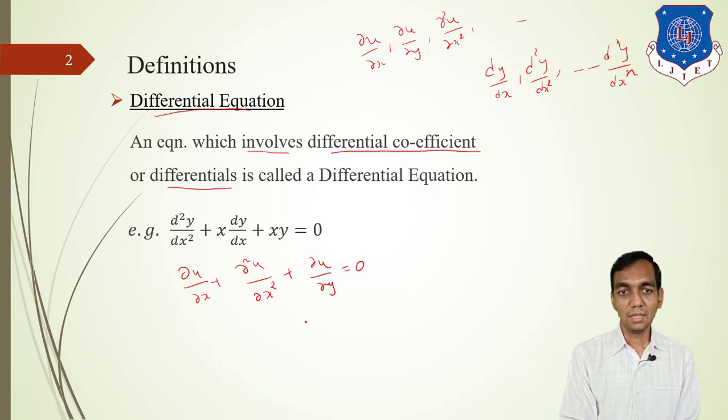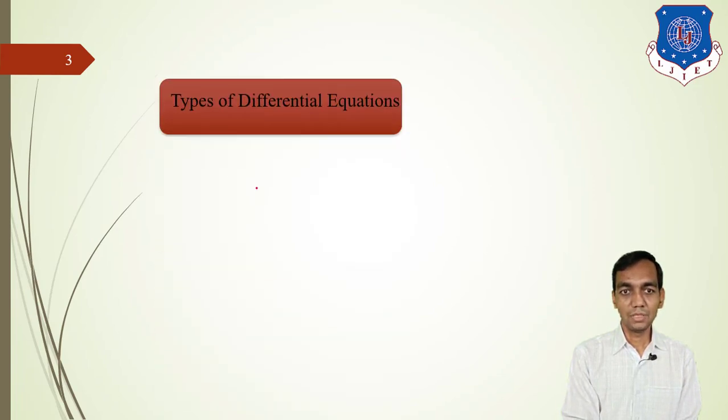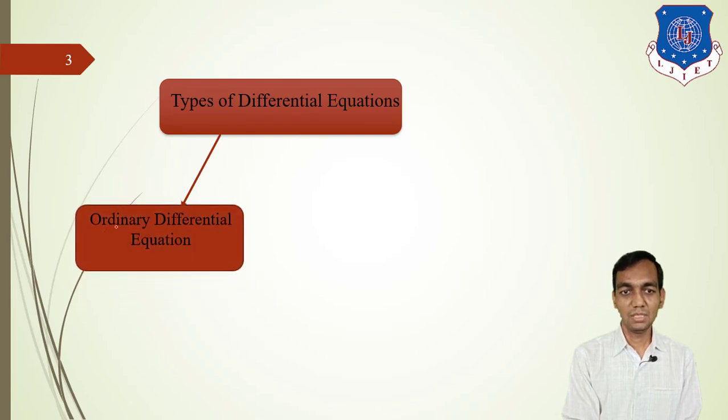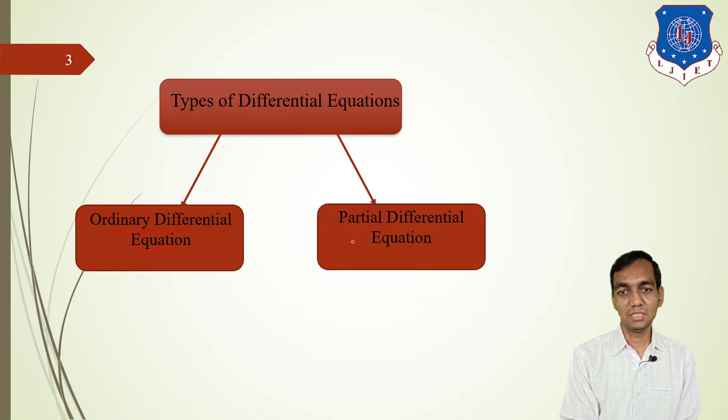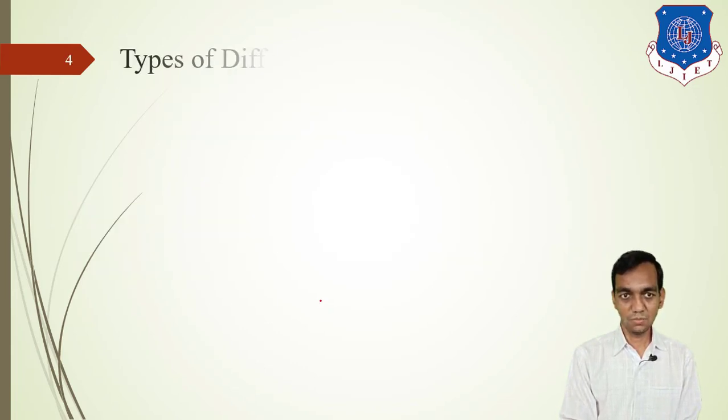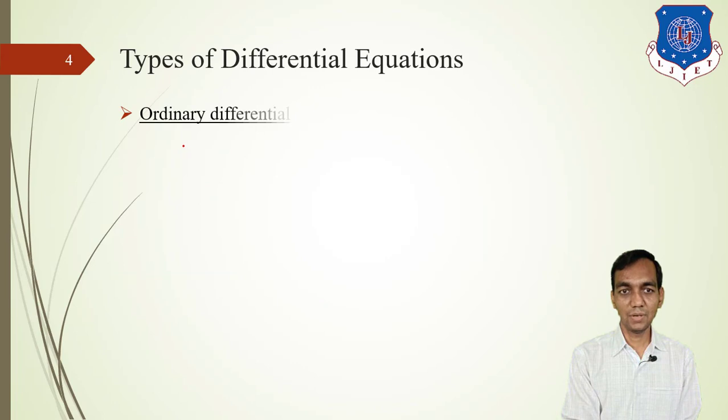Now see, first of all, there are two types of differential equation. First one is an ordinary differential equation, that means in which the ordinary derivatives are there. And second one is a partial differential equation, that means in which the partial derivatives appear. Now, first of all, we are going to define it.